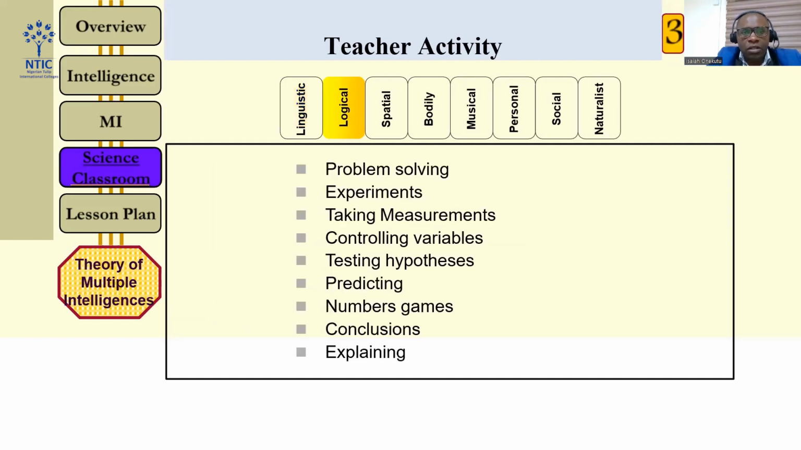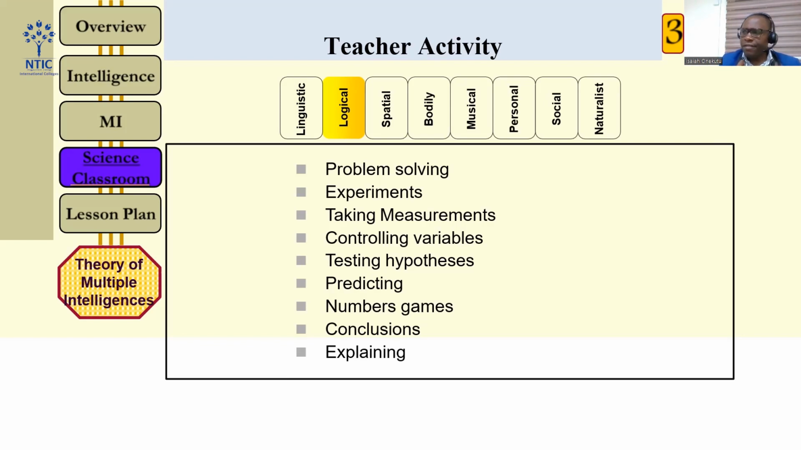Okay, let's go to the logical-mathematical. Now this involves more of problem solving and experimentation, and students love to experiment a lot. They want hands-on activity, what they can do, what they can feel, what they can touch. They like it a lot. They love movement. They don't like just sitting in one place. So experimentation spices up the lesson a lot.